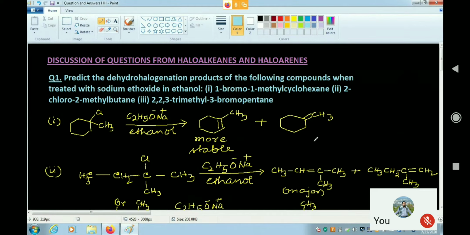In this slide, question number 1 is given as: predict the dehydrohalogenation product of the following compounds when treated with sodium ethoxide in ethanol. Now, sodium ethoxide is behaving like a base in ethanol medium. When 1-bromo-1-methylcyclohexane is treated with sodium ethoxide in the presence of ethanol, the dehydrohalogenation products possible are these two.